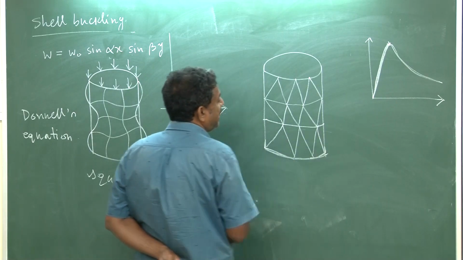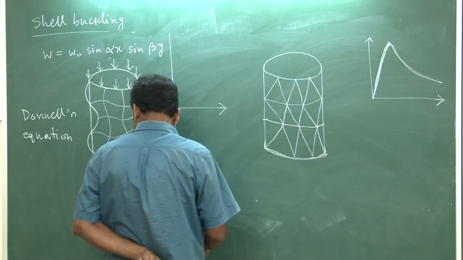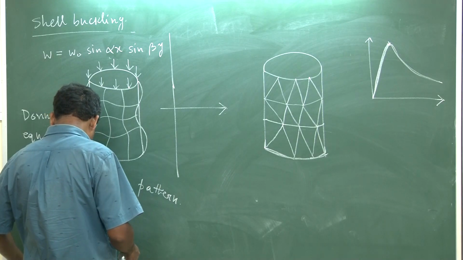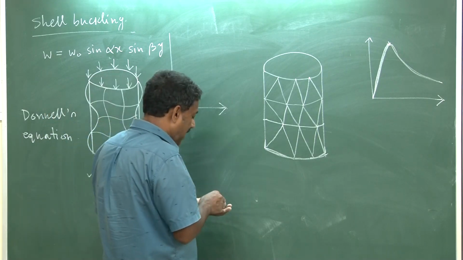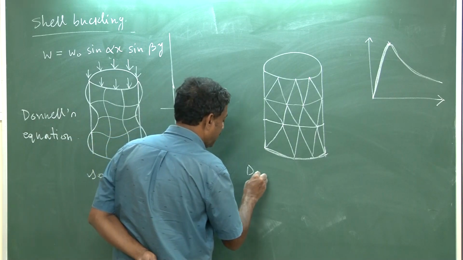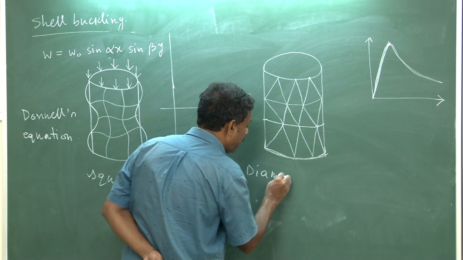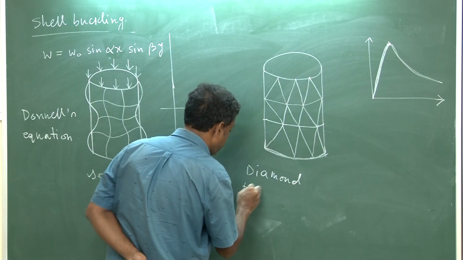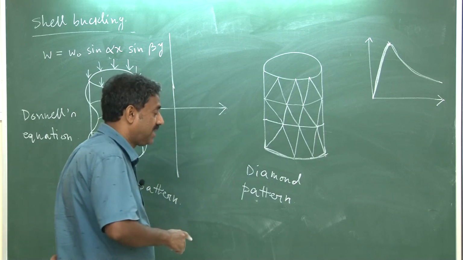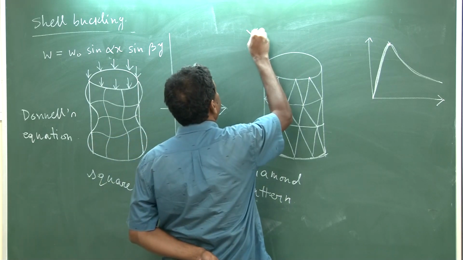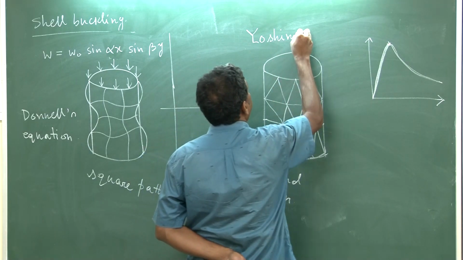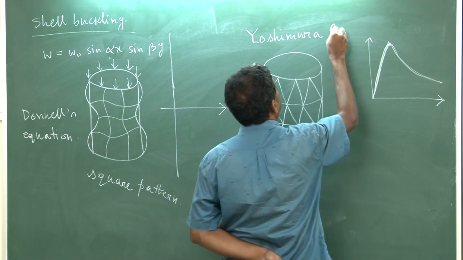I am not explaining much. Let me explain to you what happened. Ultimately, this square pattern converts into a diamond pattern. Diamond pattern. And this kind of pattern is called the Yoshimura pattern. Yoshimura pattern.